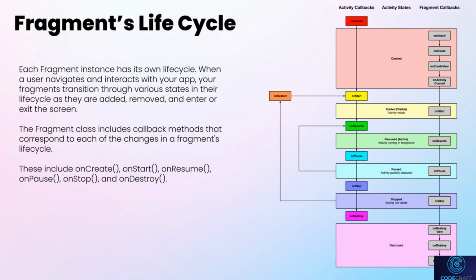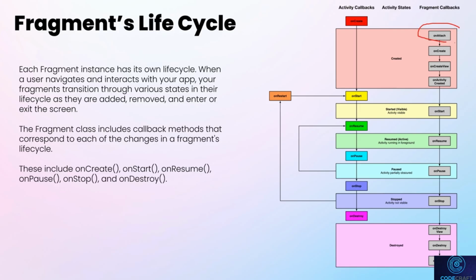Each fragment instance has its own lifecycle. When a user navigates and interacts with your app, your fragments transition through various states in their lifecycle as they are added, removed, and enter or exit the screen. The fragment class includes callback methods that correspond to each of the changes in the fragment's lifecycle.